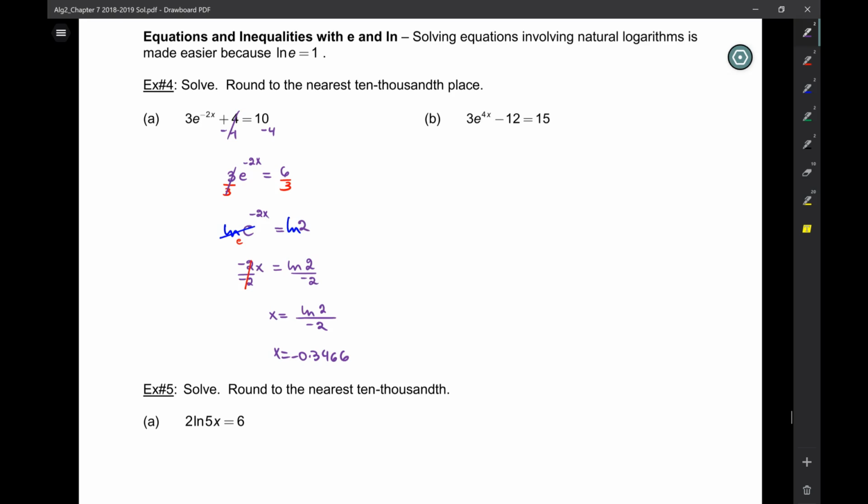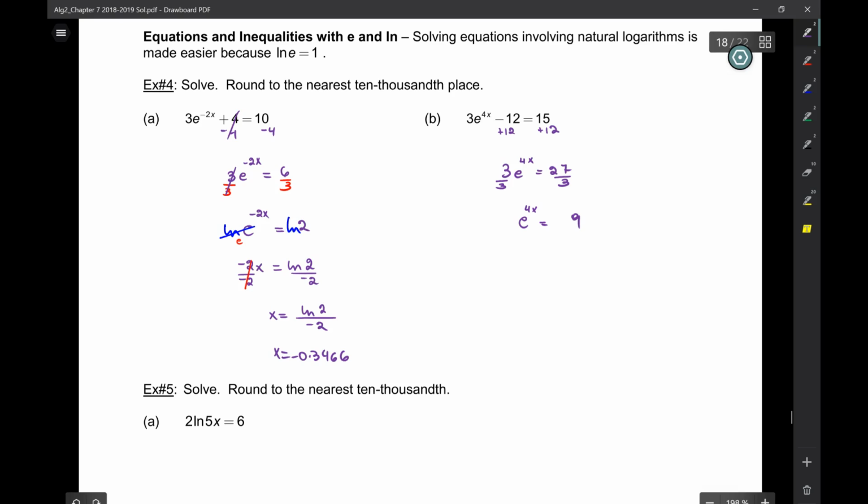Is that e a base and the 4x is like ln base e of 4? Yeah, it's e to the 4x. So then how can you get rid of the... Okay, so let's do this. Let's add 12, and we're going to get 3e to the 4x equal to 27. Now, I'm going to divide by 3, right? So e to the 4x is equal to 9.